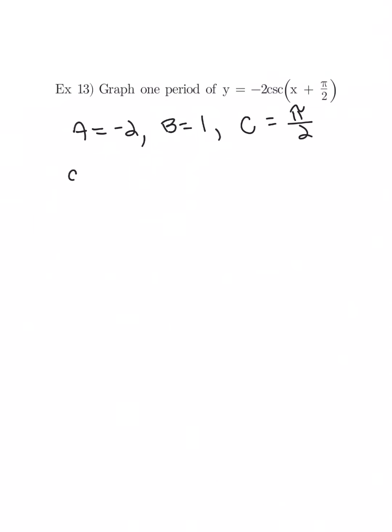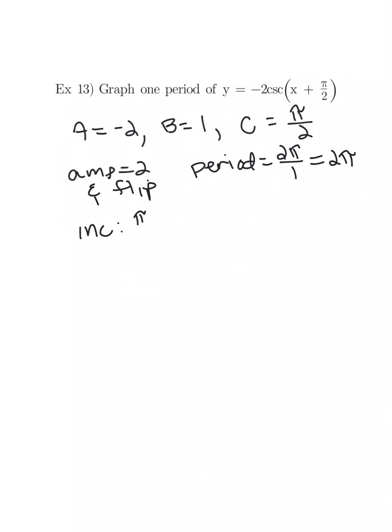So amplitude will be 2. But remember, because A is negative, we will have to flip our function upside down. Period, we are going to take standard length of 2 pi divided by 1. So period is 2 pi. Anytime our period is 2 pi, then we use the basic increments of pi over 2.